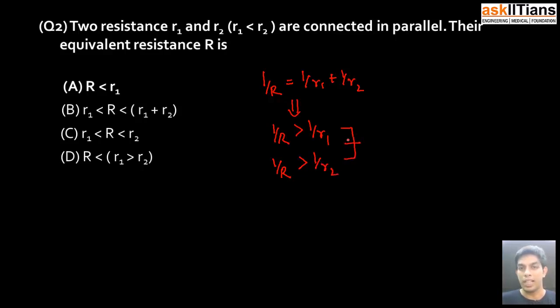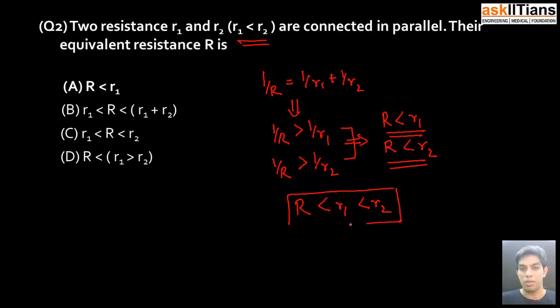Using these two inequalities, I can also write that capital R is less than R1 and capital R is also less than R2. With this inequality, and the given inequality, I can write that capital R is less than R1 is less than R2. So this is the relationship between capital R, R1 and R2. The only expression which satisfies this relationship in given options is A. So A is my correct answer.